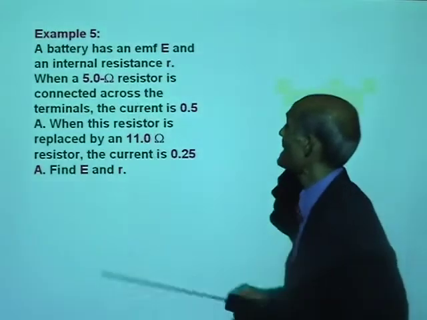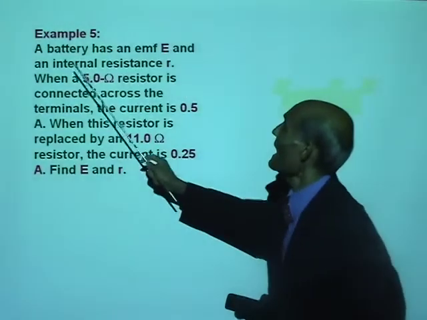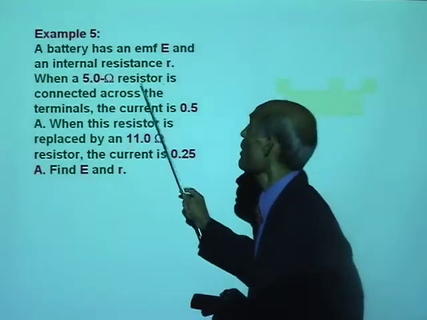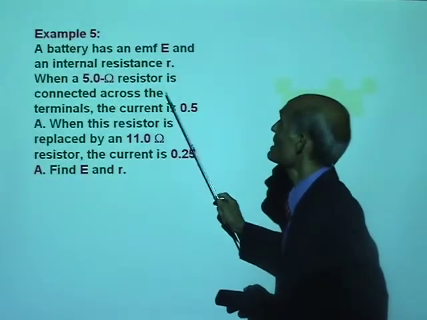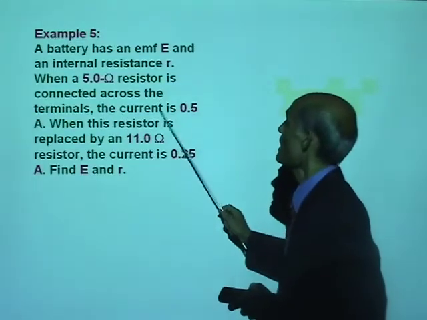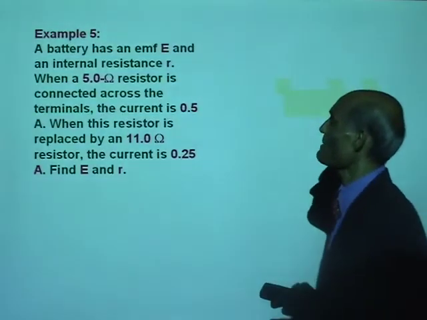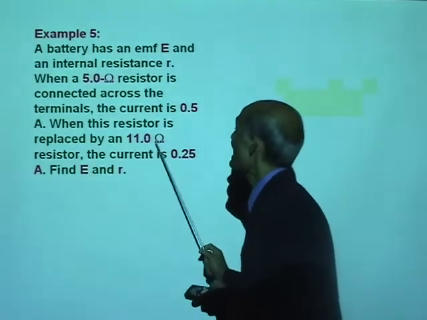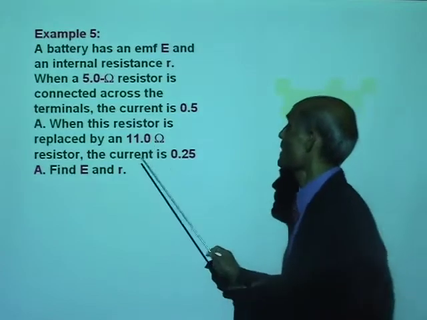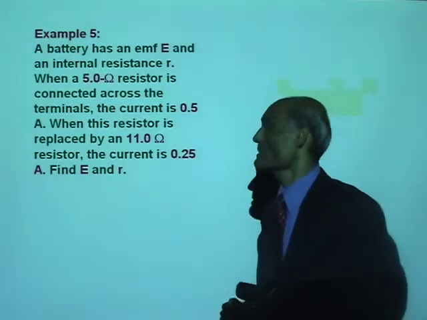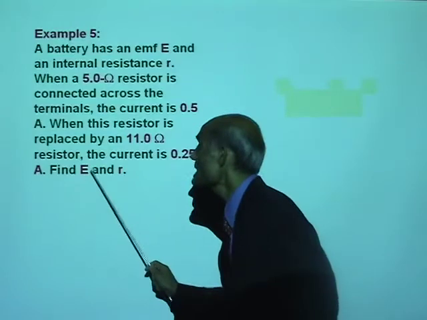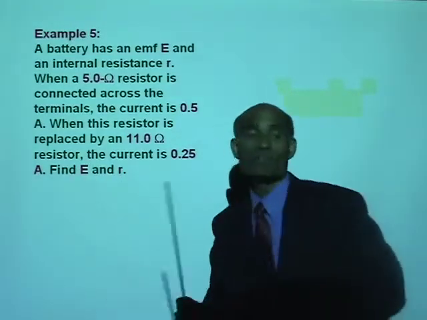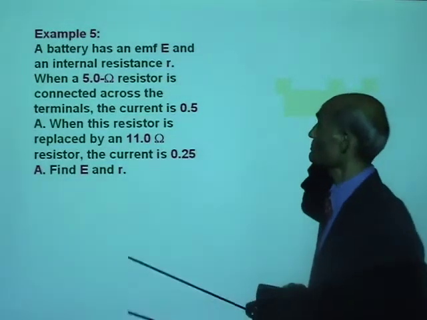A battery has an EMF E and an internal resistance R. When a 5 ohm resistor is connected across the terminals, the current is 0.5 ampere. When this resistor is replaced by an 11 ohm resistor, the current is 0.25 ampere. Find E and R. Find the EMF and the internal resistance of the cell.